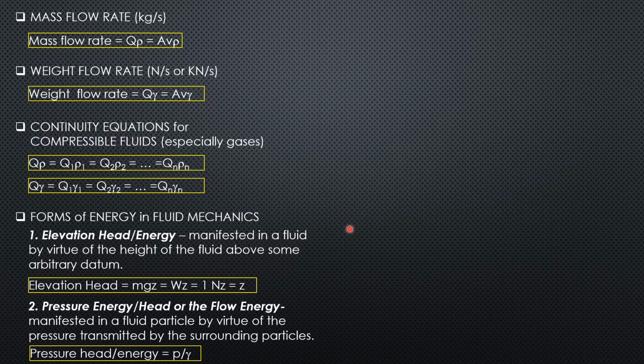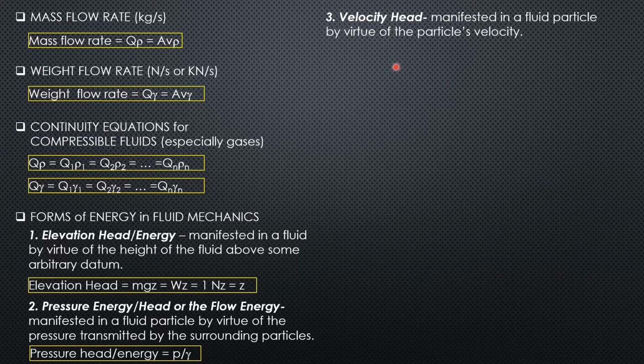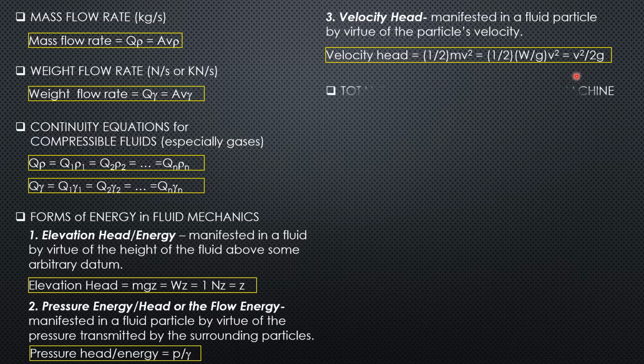Next is the velocity head, manifested in a fluid particle by virtue of the particle's velocity, of course. So it is 1/2 mv squared originally. Since mass is weight over g and weight is 1 newton, therefore it reduces to v squared over 2g. So that's the velocity head.